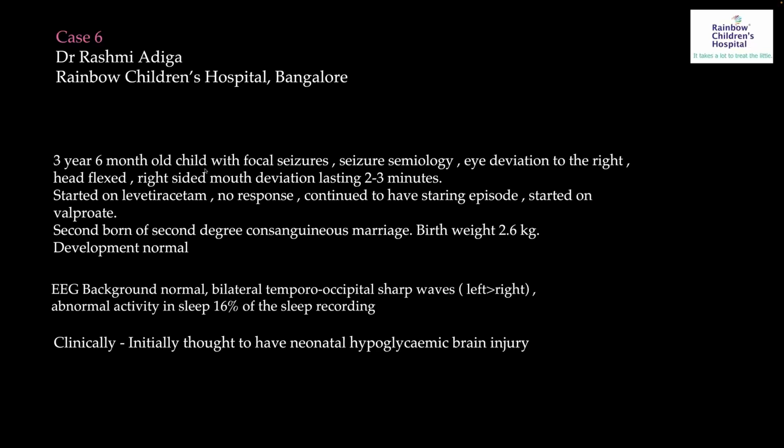Otherwise, the baby is born of second-degree consanguineous marriage. Development is completely normal in this child. I did an EEG, which background was normal, and there are bilateral temporo-occipital sharp waves, left more than the right. And 16% of the sleep recording is abnormal with these temporo-occipital sharp waves. So I thought clinically this was neonatal hypoglycemic brain injury, but I think something else came out. So I thought, let's discuss the scan. Right.